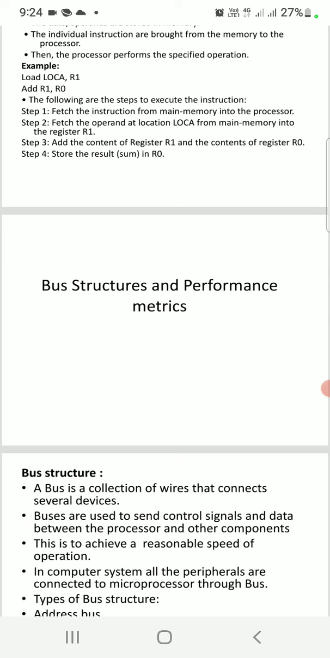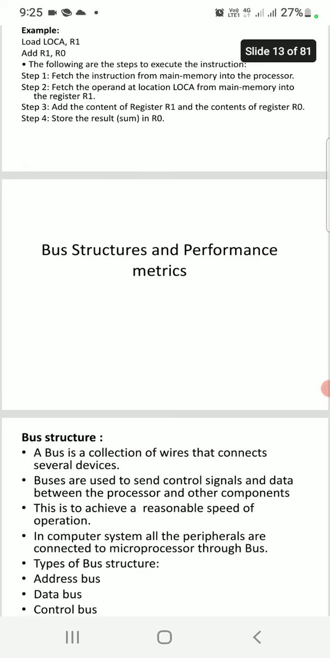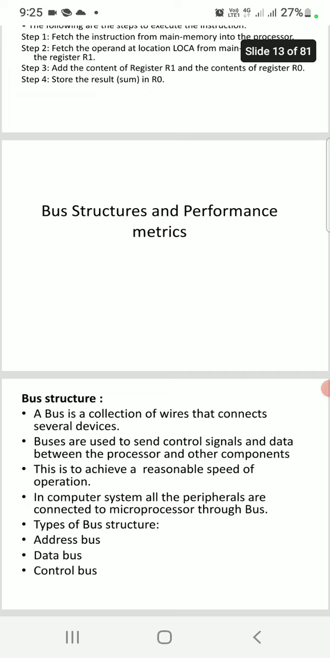So we transfer signals from one place to another, transfer data from one place to another, and transfer addresses from one place to another. Buses are used to send signals and data between the processor and other components, to achieve a reasonable speed of operation. In a computer, all peripherals are connected to the microprocessor through the bus.